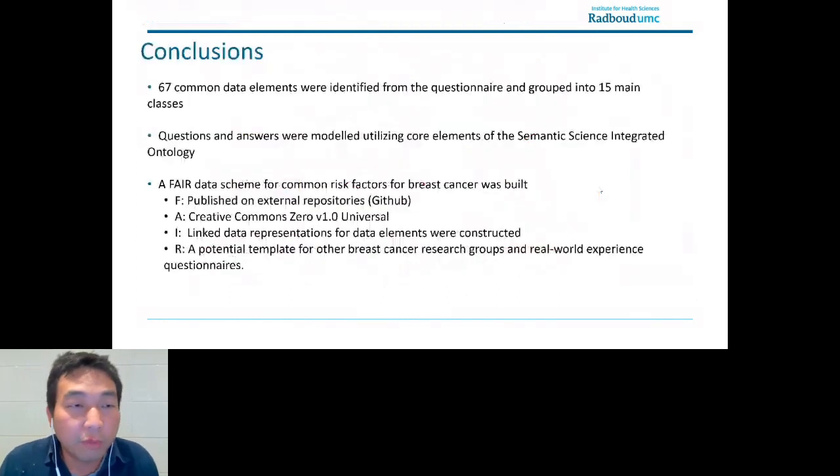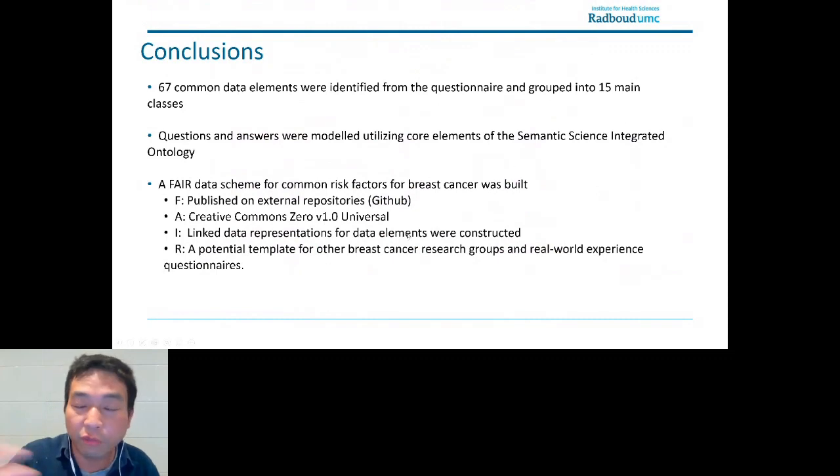So here we come to the conclusion. We identified 7 common data elements from the questionnaire and grouped them into 15 main classes. And the questions and answers were modeled by utilizing the core elements of the SIO ontology. In this way, we built a FAIR data schema for common risk factors for breast cancer.